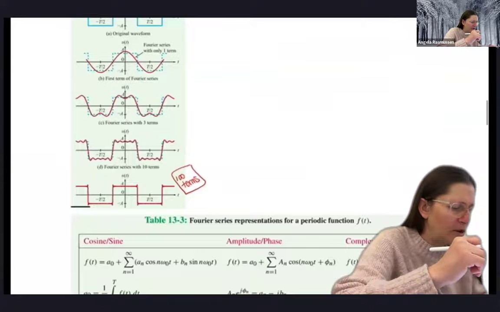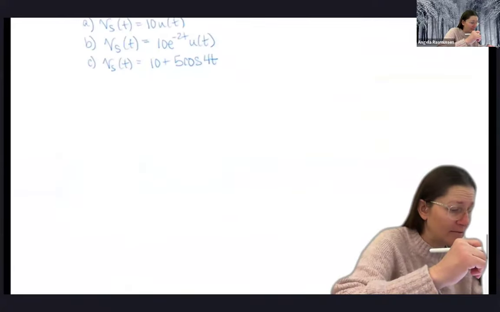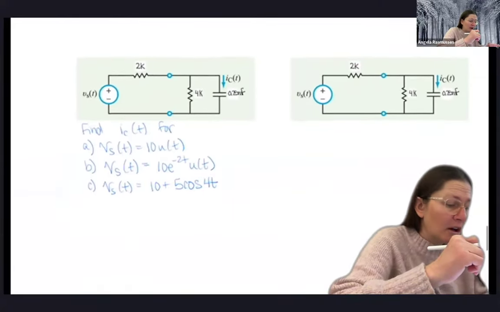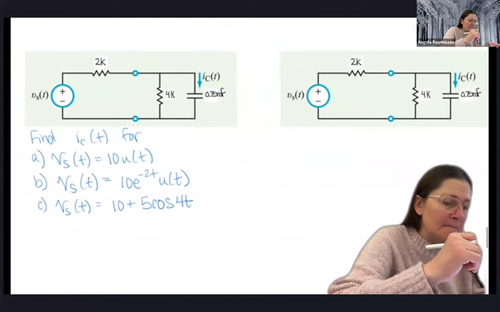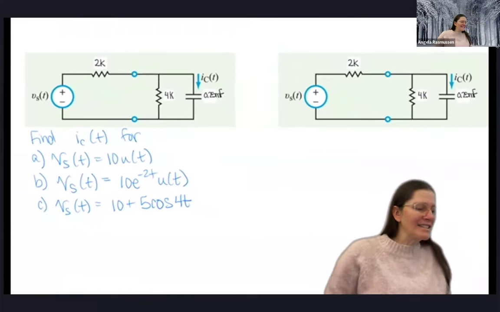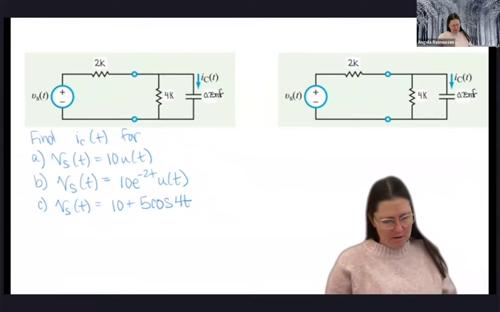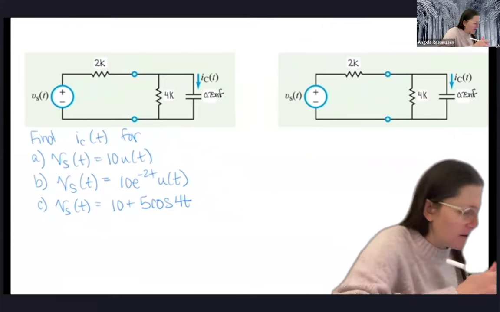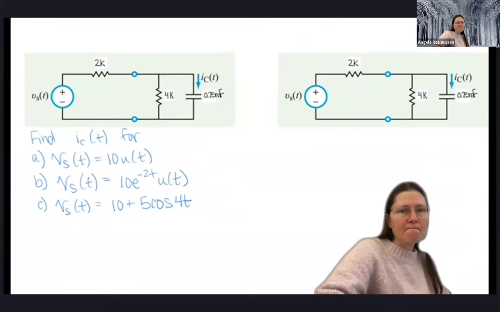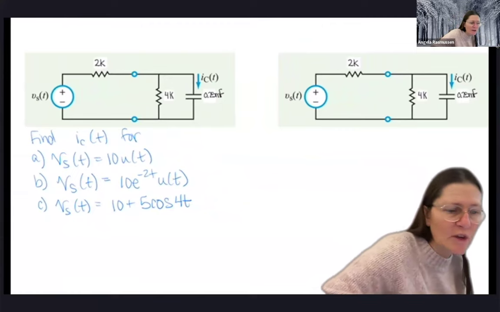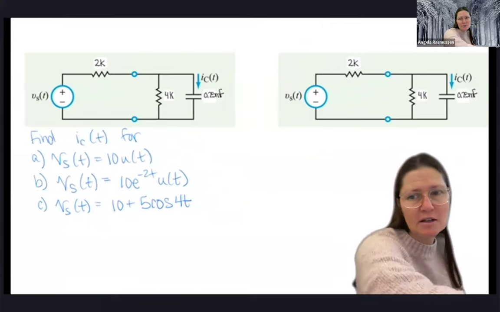Okay, so now we're going to move to Fourier. So here's our circuit. On this one, we want to find iC of t for the different inputs. So the first input is 10 u of t. So solving this using Fourier instead of Laplace.